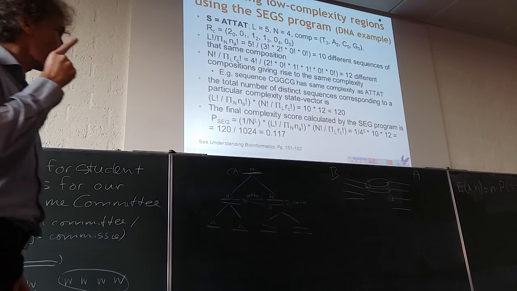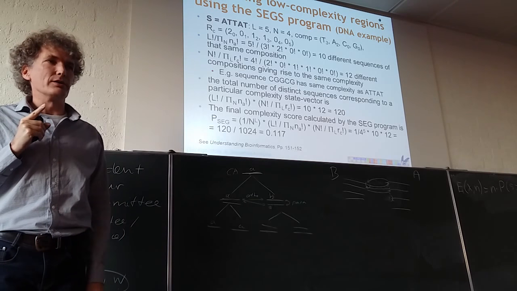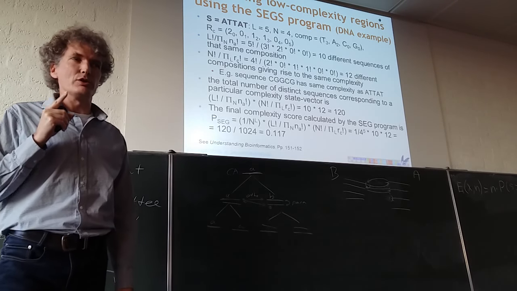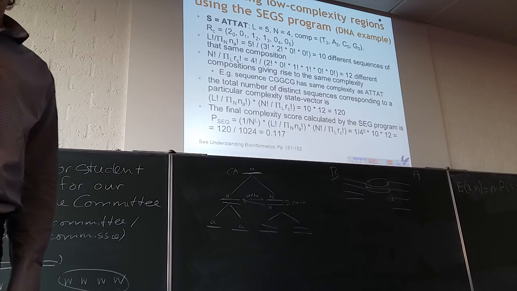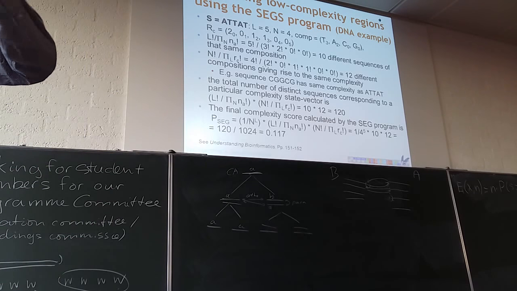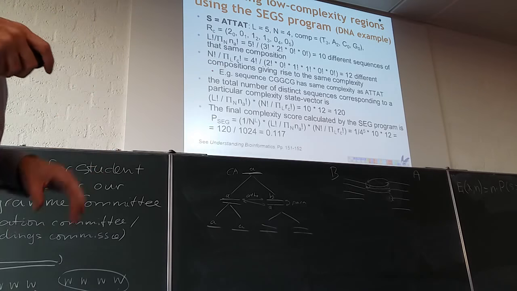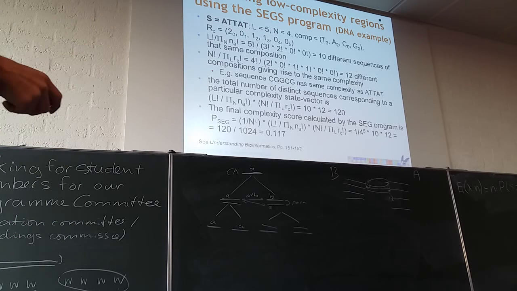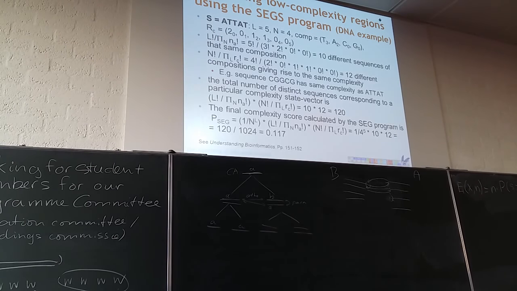I'm going too fast. So, let me take one step back. What am I trying to calculate here? The complexity of this region. So what is the most complex sequence you can have? That's one where each position is unique. Each position has its own letter. Well, if you have 5 positions and 4 letters, you can't even do that. But if you had A, C, T, A, C, G, T, for example, then that's already fairly complex, right?